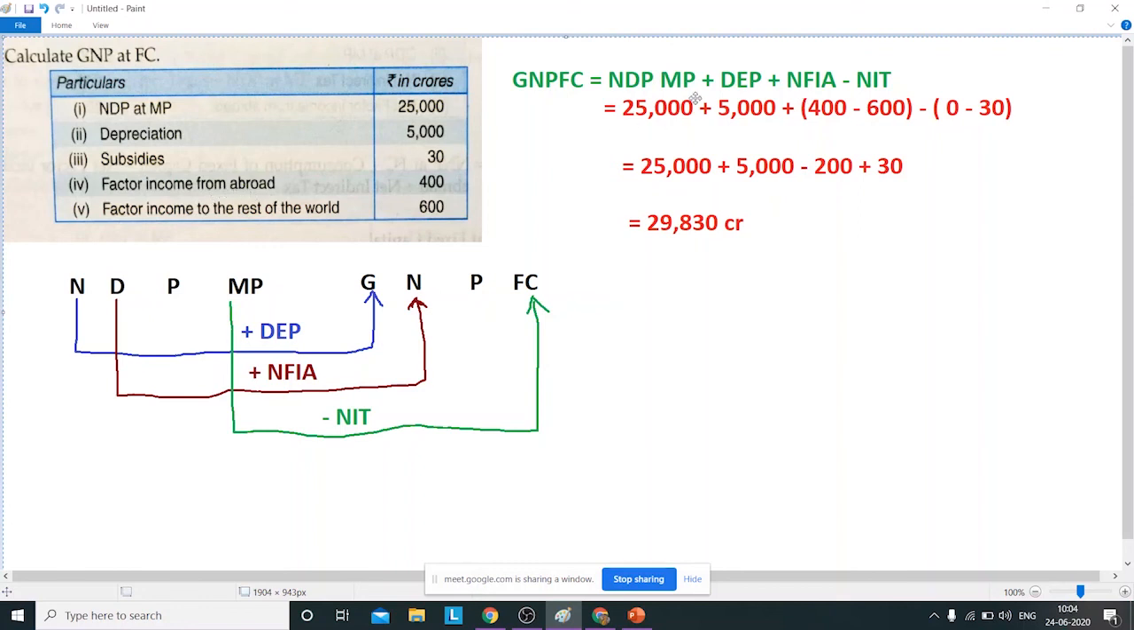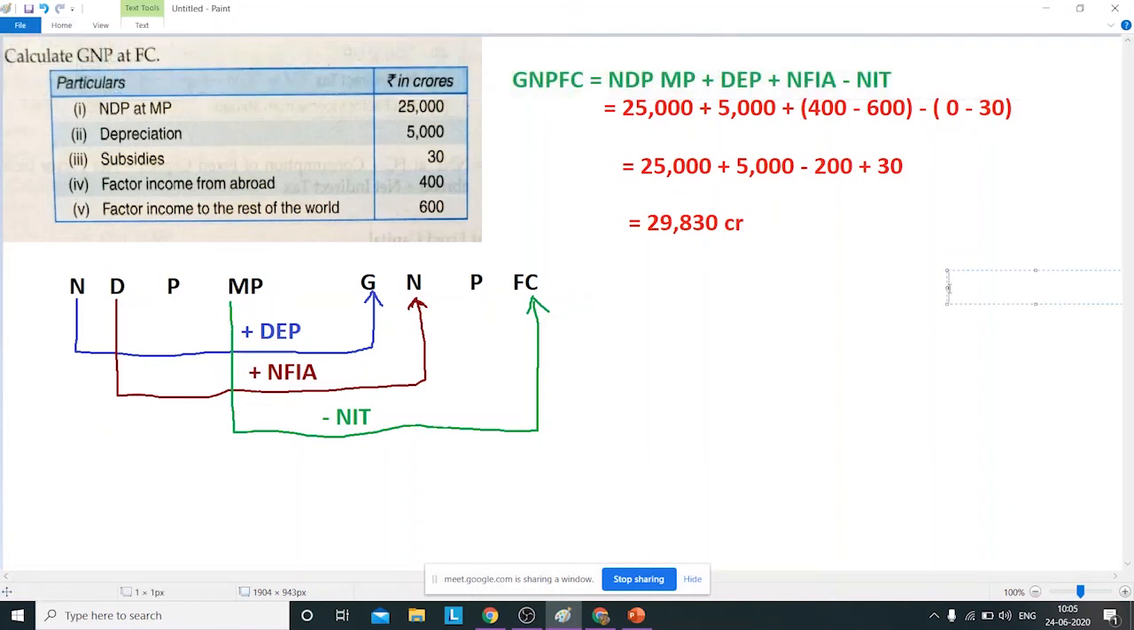So always if you have to arrive at this term, that is NFIA, NIT, always you use brackets, then only the sign will be correct. Otherwise there is a chance that you will get a wrong answer. Okay. So make sure that you are doing all the operations, or what you can do is you can do it separately. Here you can do it separately and find out the answer. For example, for NFIA, I will write NFIA here.